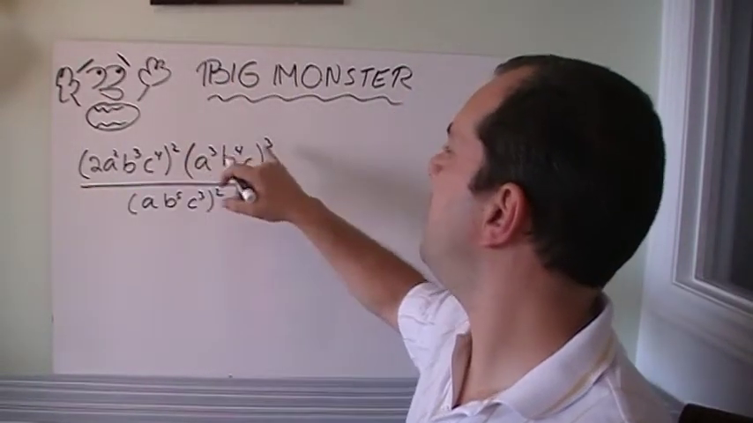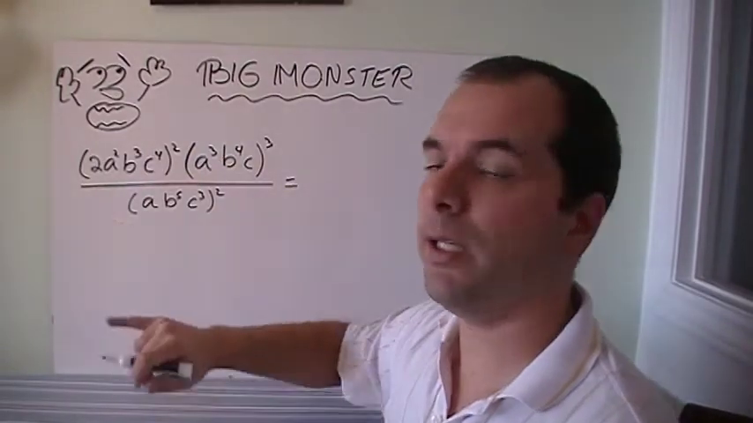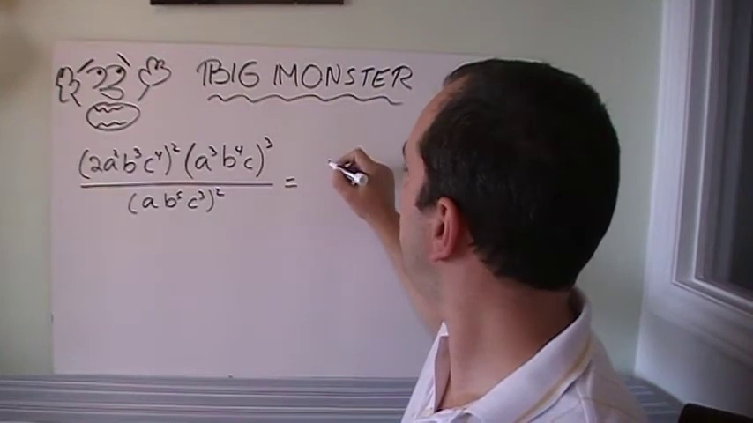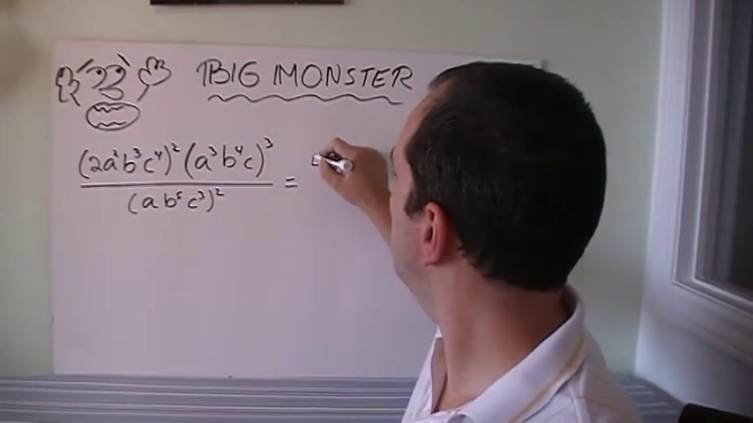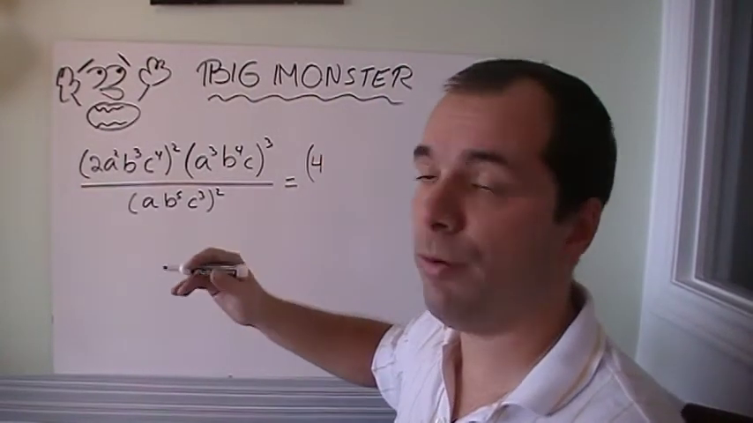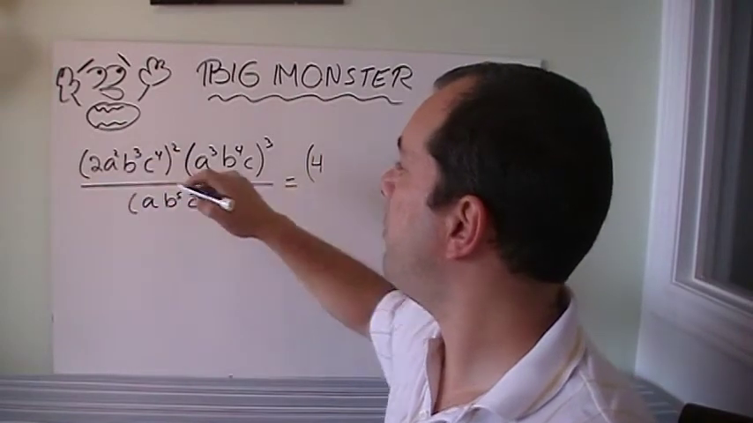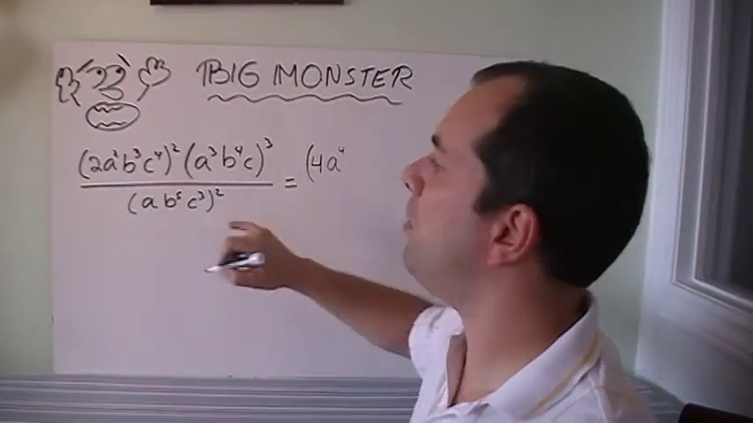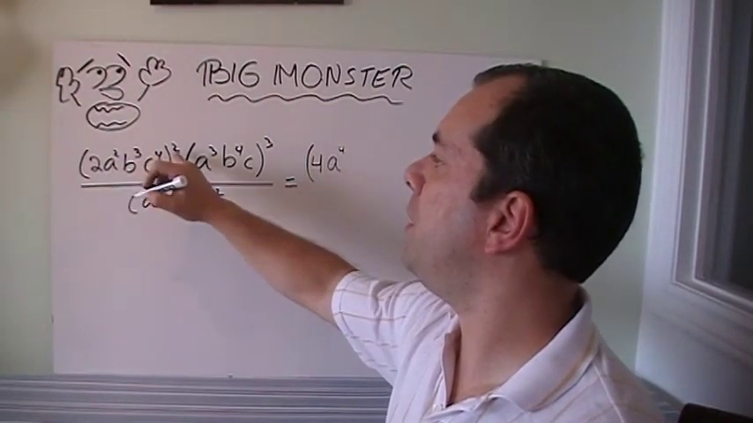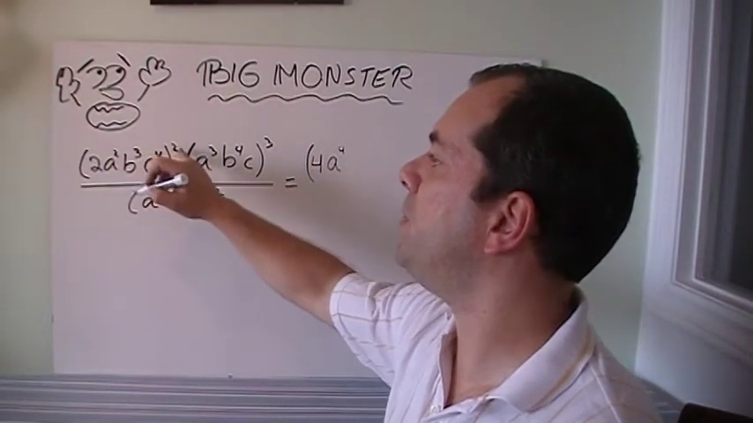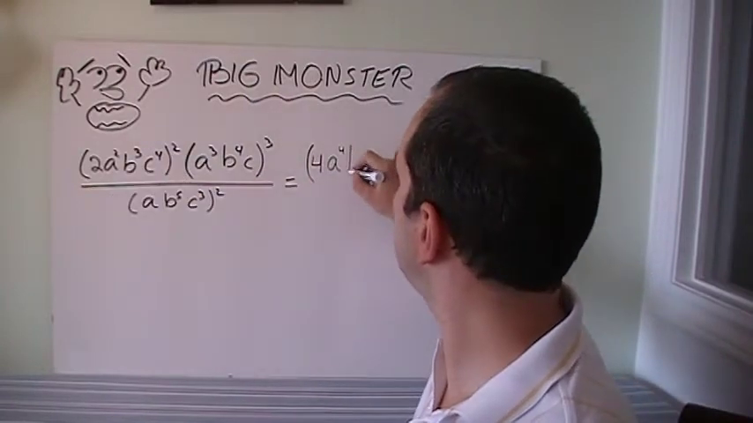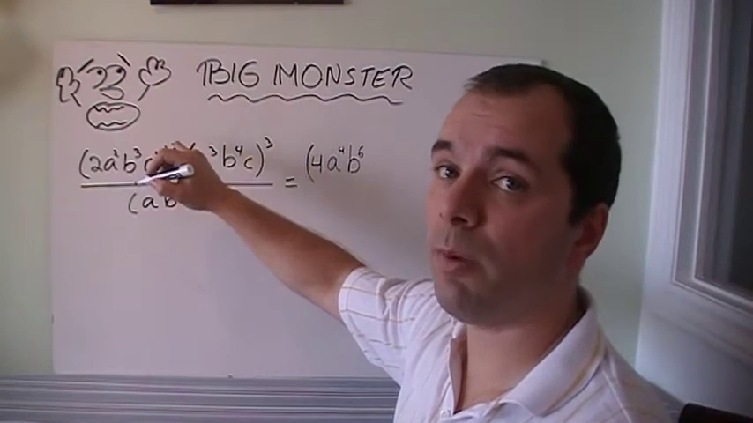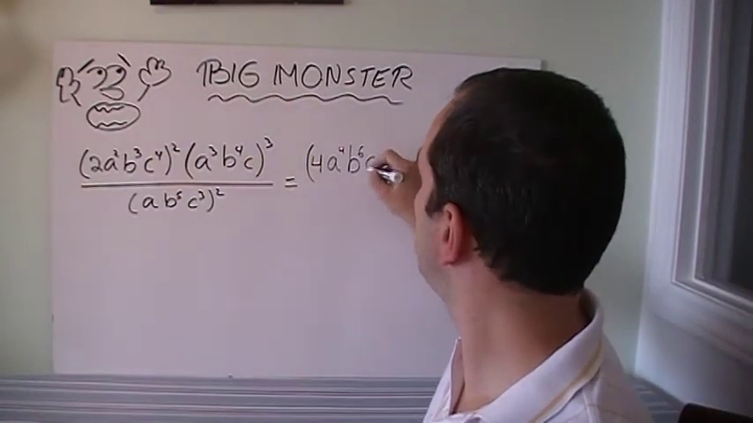So let's get rid again of the exponents outside. 2 to the power of 2 is equal to 4. Because that was just a coefficient. A squared to the power of 2 is equal to A to the power of 4. Because I multiply the exponents. B to the power of 3 to the power of 2, multiply the exponents, 3 times 2 is 6. C to the power of 4 to the power of 2, multiply the exponents, 4 times 2 is 8.